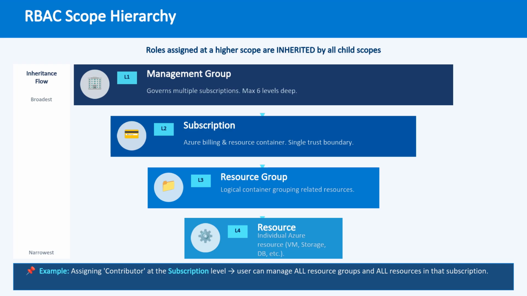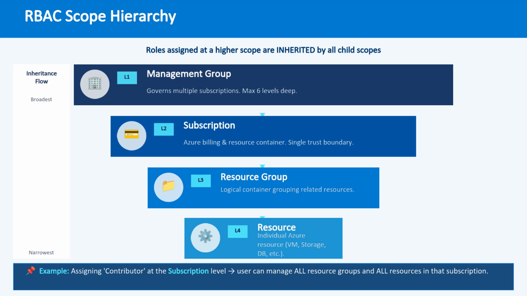Now let us look into Azure RBAC's scope hierarchy. The scope hierarchy is the most important concept in Azure RBAC. Understand this and the rest becomes easy. There are 4 levels here, from broadest to narrowest. Level 1, management group. This is a container for multiple subscriptions, used in large enterprises to apply governance across many subscriptions at once. A role assigned here applies to all subscriptions, resource groups, and resources below. You can have up to 6 levels of management group nesting.